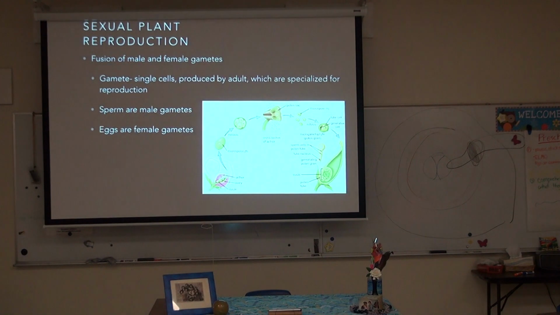Sexual plant reproduction is the fusion of a male and female gamete. I'd already mentioned it. And a gamete is, once again, single cells produced by an adult which are specialized for reproduction. What are our gametes? Sperm and egg. Sperm are male gametes and eggs are female gametes.